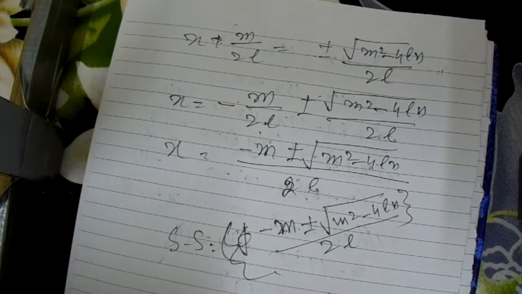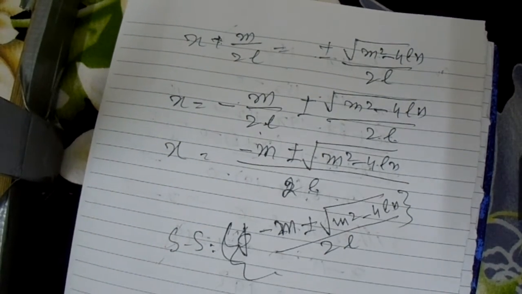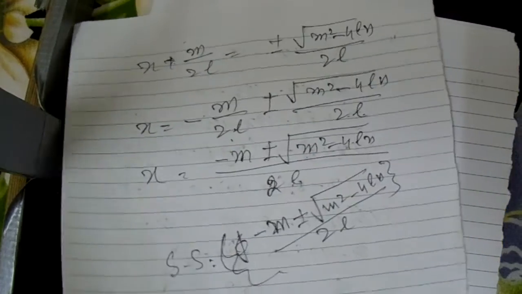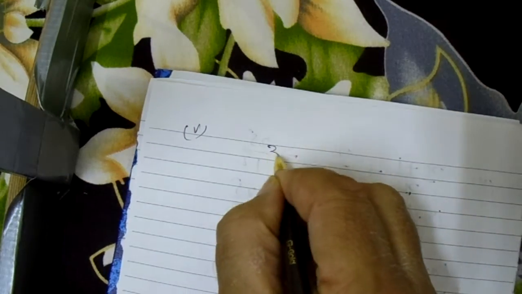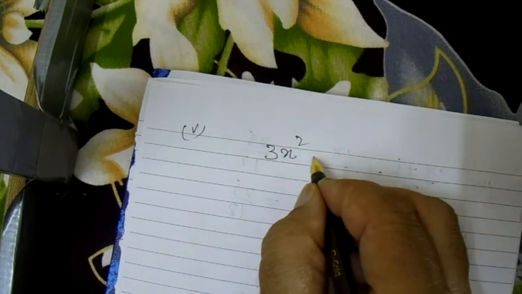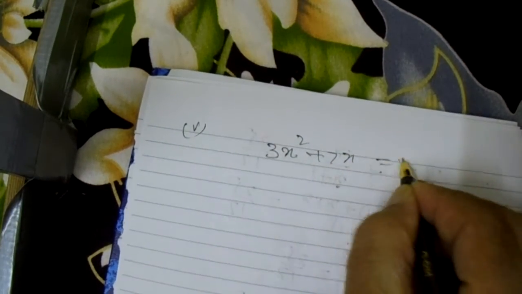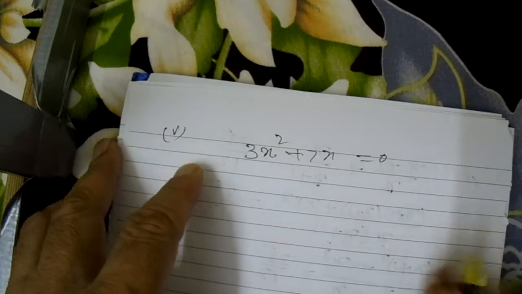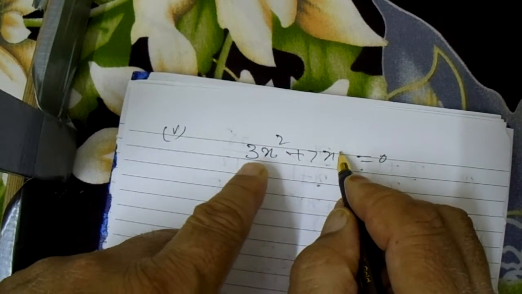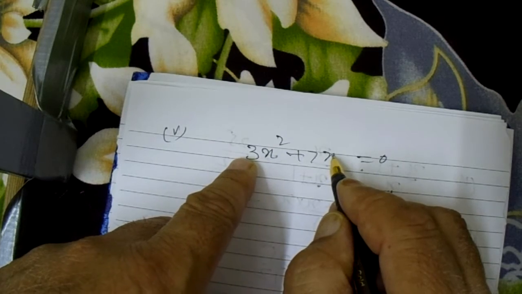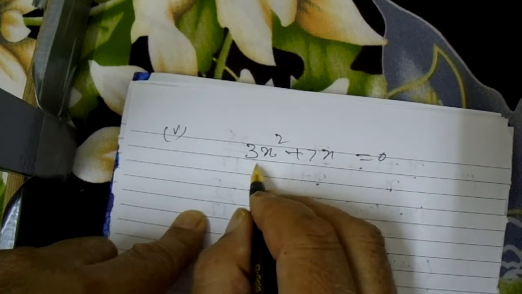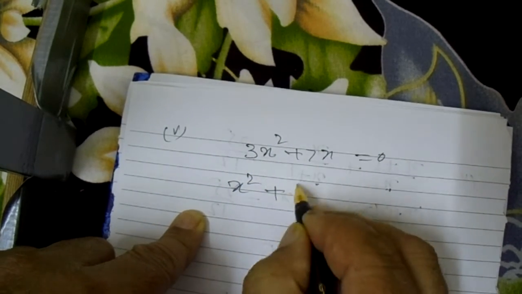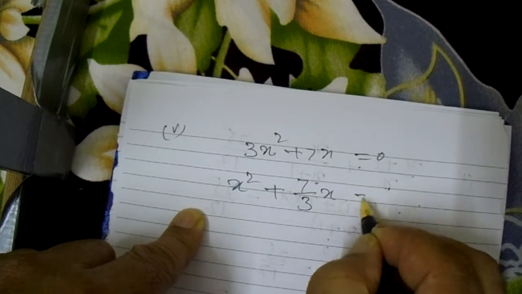Now we write the fifth part. The fifth part of this question is this: 3x square plus 7x is equal to 0. Here there is no constant term. The first step: the coefficient of x square is 3, so we divide the whole equation by 3. If divided by 3, we get x square plus 7 over 3 x is equal to 0.